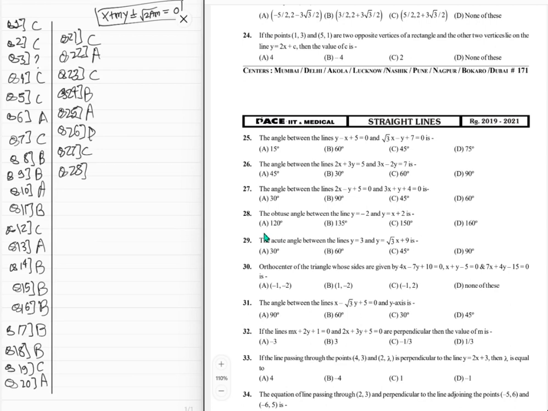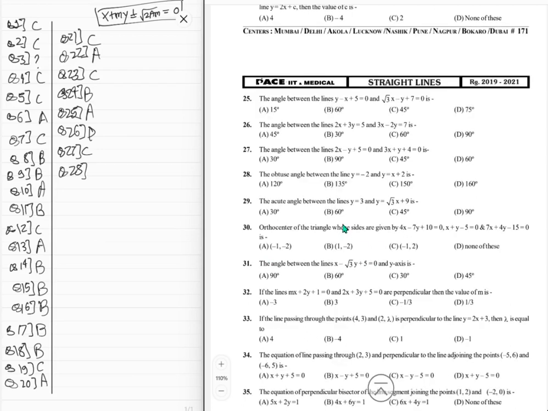Number 28. The obtuse angle between the lines y equal to negative 2 and y equal to x plus 2, which has a 45 degree slope. This other line is completely horizontal because x is free. Then this is basically 0 slope, and this is 45 degree. The acute angle is just 45 degree, and the obtuse angle would be 135 degree. It's 28b.